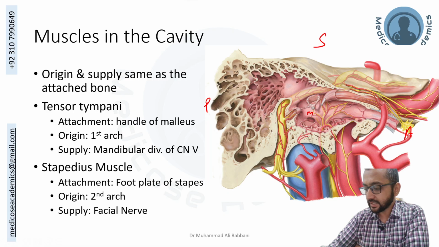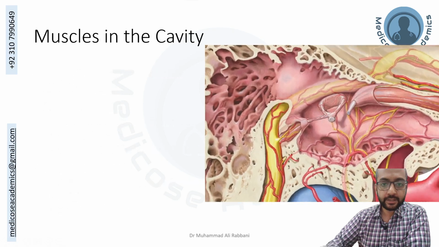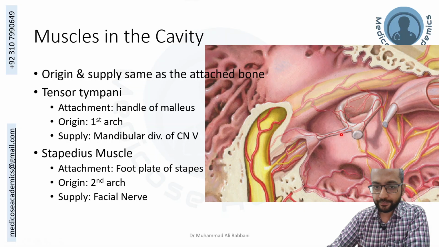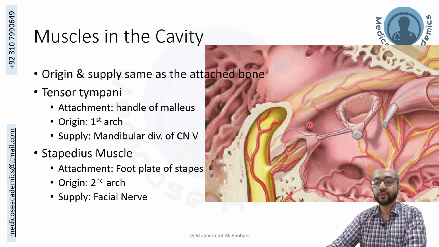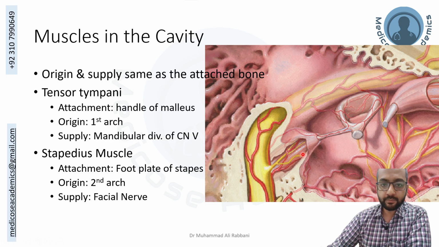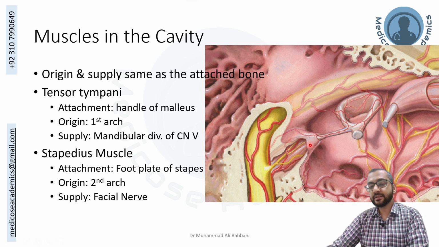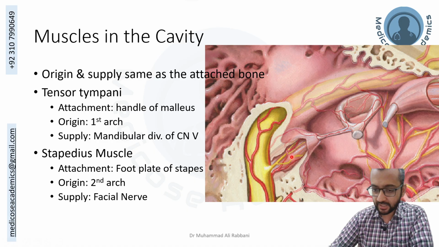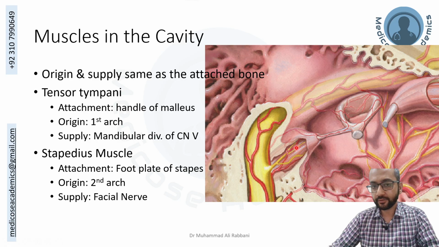So as you can see, there are two muscles here. These muscles are the stapedius muscle that is getting attached to the stapes bone, and then the tensor tympani muscle that is getting attached to the tympanic membrane. As the stapes was originating from the second arch, this muscle is arising from the second arch too, and its nerve supply will be the same as all the muscles of the second arch, that is the facial nerve.